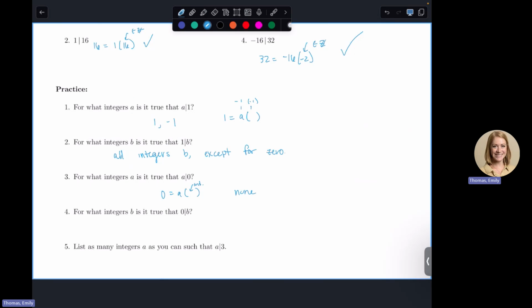I wrote down any a. Would it make sense because if you have any integer, if you think of it as division, 0 over something else would always be 0. 0 is an integer. So it would be anything except for 0.